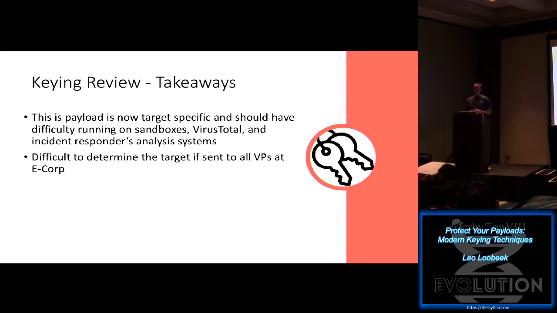And then also from an attribution perspective, which is kind of interesting, if you sent that same payload to all VPs of eCorp, or say all VPs of the Fortune 50 and eCorp, it would be difficult to attribute who the actual target was because it's only executing on the one person that you were targeting.